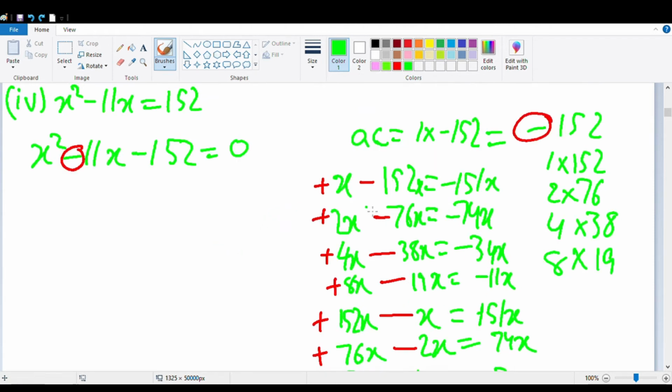But anyway, we are going to use just this one, the fourth, because we need negative 11x, and the others don't give us negative 11x.